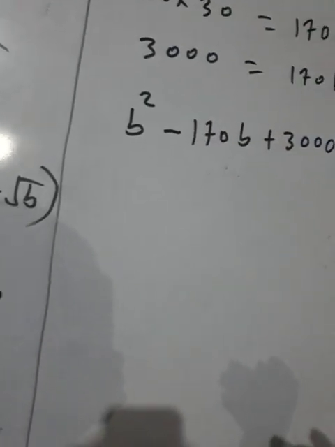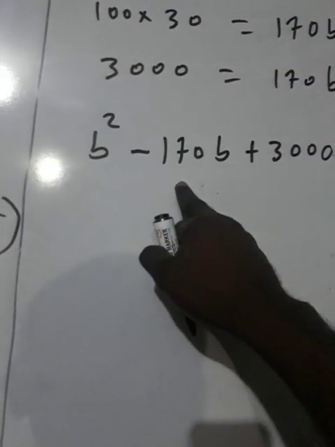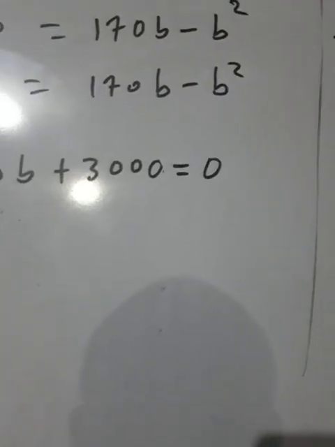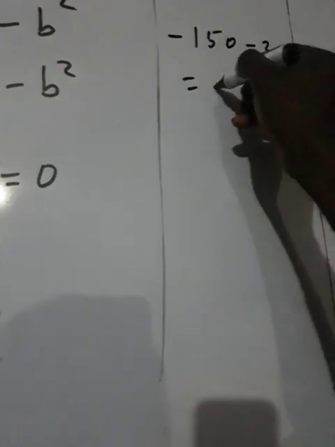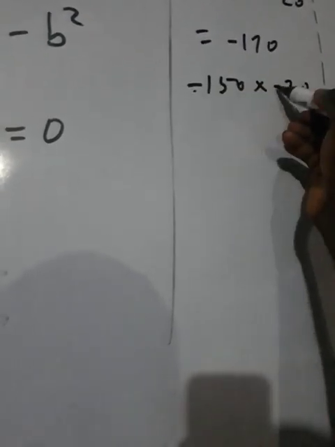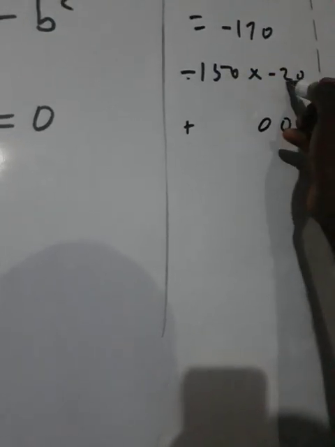The two numbers should be minus 150 and minus 20. Since minus 150 minus 20 is minus 170, and minus 150 times minus 20, minus times minus is going to be positive. Two zeros, keep it in mind. Then 2 times 15 is 30 to give us 3000. So the two numbers are this and this.